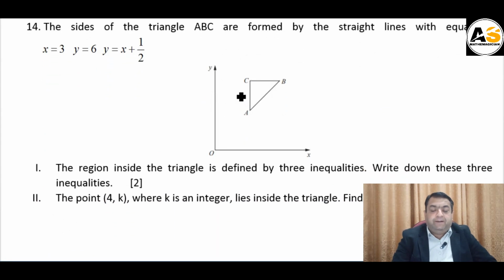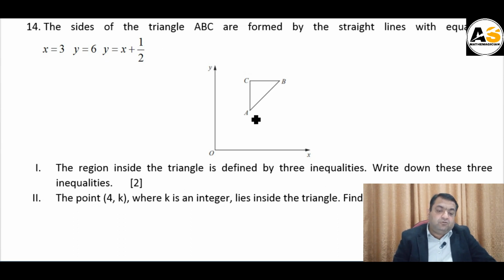Question number 14. The sides of triangle ABC are formed by the straight lines with equations x is equal to 3, y is equal to 6, and y is equal to x plus 1 over 2. The region inside the triangle is defined by 3 inequalities. Write down these 3 inequalities.